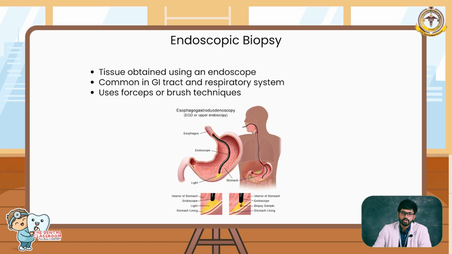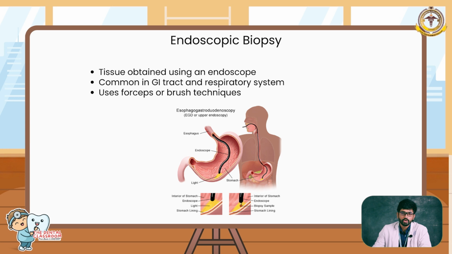The last one is the endoscopic biopsy. As the name suggests, endoscopy. So during endoscopy, when we find any suspicious lesion, whether it is a benign one or a malignant one, when we want to have a particular diagnosis for that, we introduce a biopsy needle through the endoscope and we take a biopsy out of it.